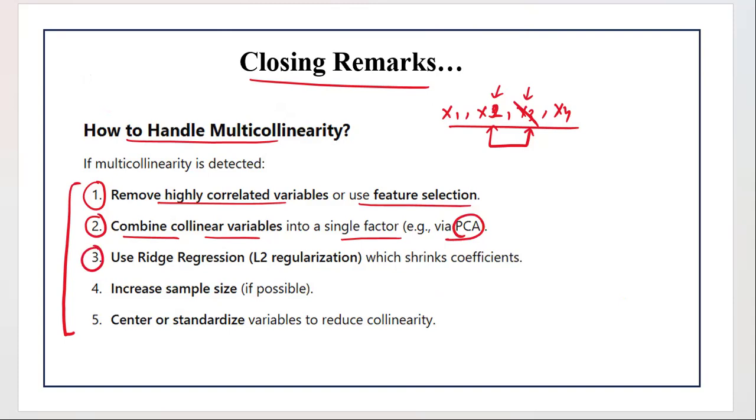Also, there are other methods. Ridge regression or lasso regression can be used, which is L2 regularization, which shrinks the coefficients. Or you can use the sample size method. If the sample size is increased, then the dependency will automatically reduce. For a large sample, this dependency among the variables automatically reduces. Also, you can standardize the variables to reduce multicollinearity. So these are the 5 methods that you can use to handle multicollinearity.